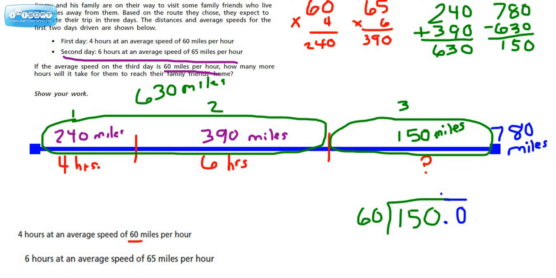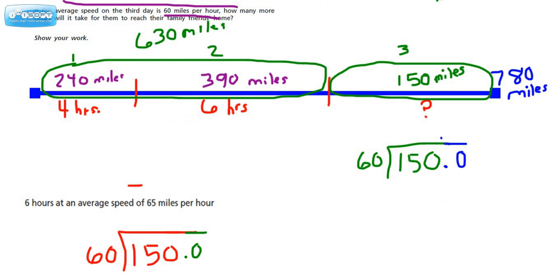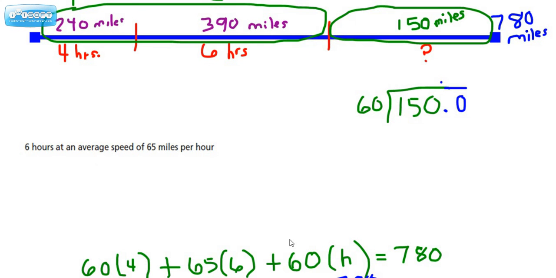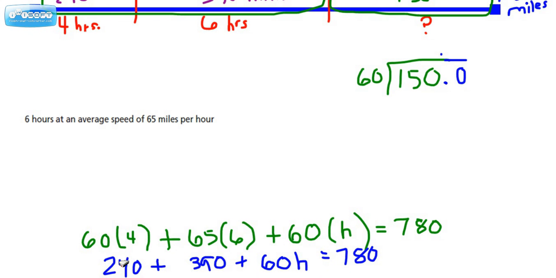Now, there's another way you could consider doing this problem, so let's just take a look at what that would look like. Another way you could do this is we could write an equation. So we have 60 times the 4 hours, so 60 miles per hour in 4 hours, plus 65 in 6 hours, plus 60 miles per hour for some unknown number of hours would equal 780. And then we would want to simplify these two expressions here. So if we do 60 times 4 and 65 times 6, this times this is 240, this times this gives us 390, plus the 60h equals 780.